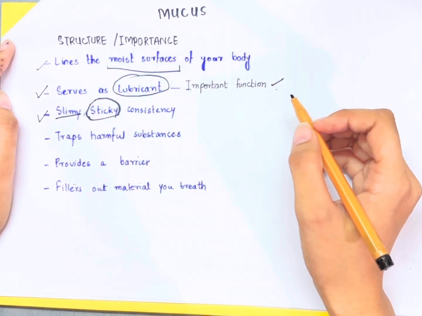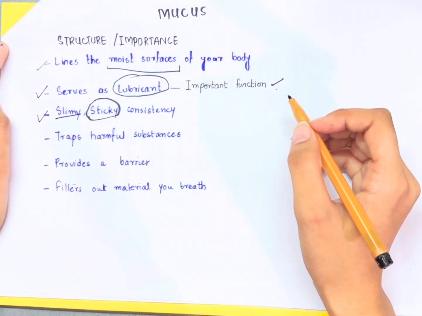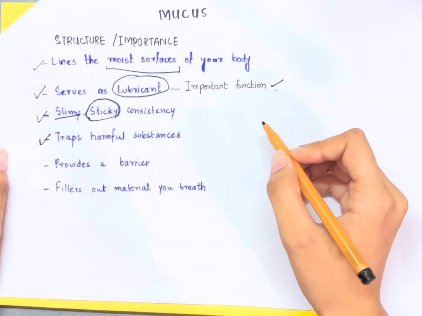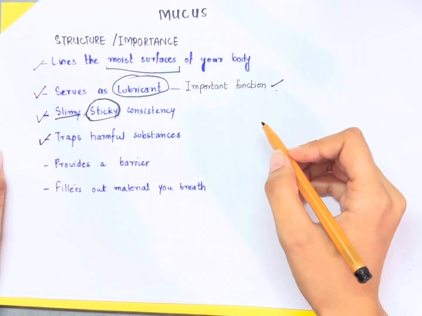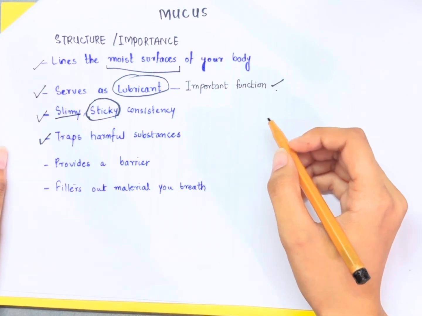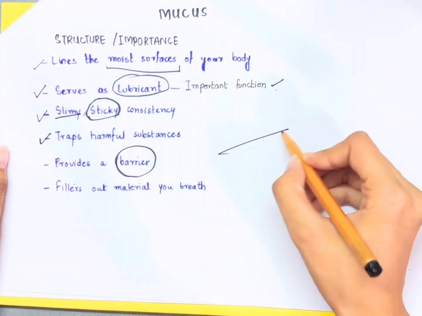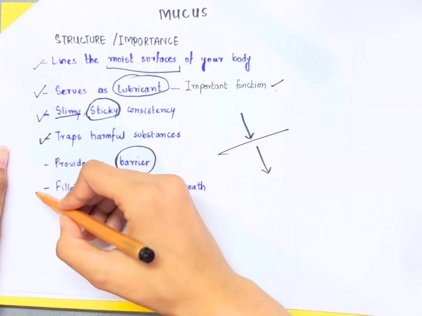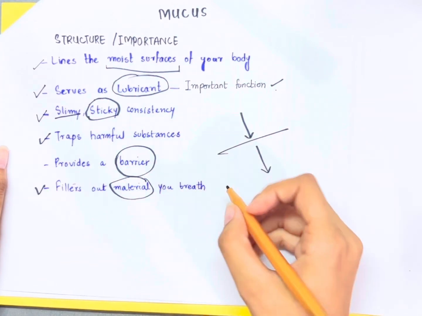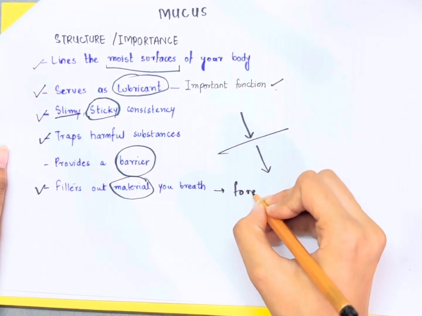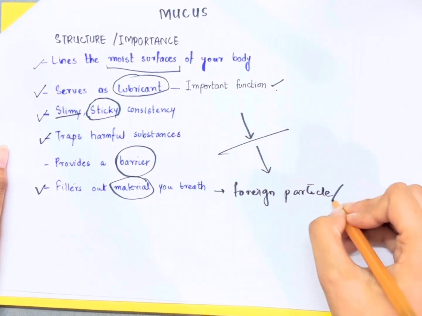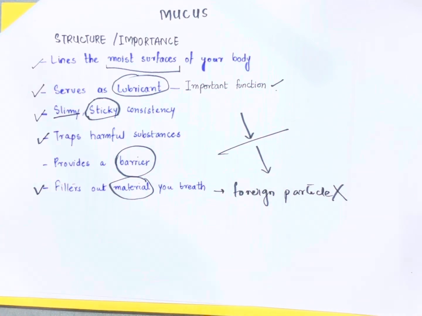Then what is the function of the mucus? The function of the mucus is basically to trap harmful substances and not allow them to enter into the human respiratory system. How? It acts as a barrier, where no foreign particle can enter. It also filters out the material that you breathe. Therefore, it does not allow any foreign particle or harmful dust particle to enter into your body. These are the three major functions of the mucus.